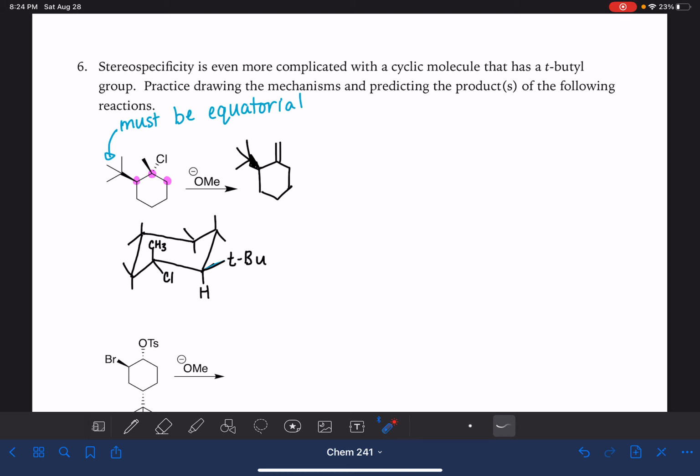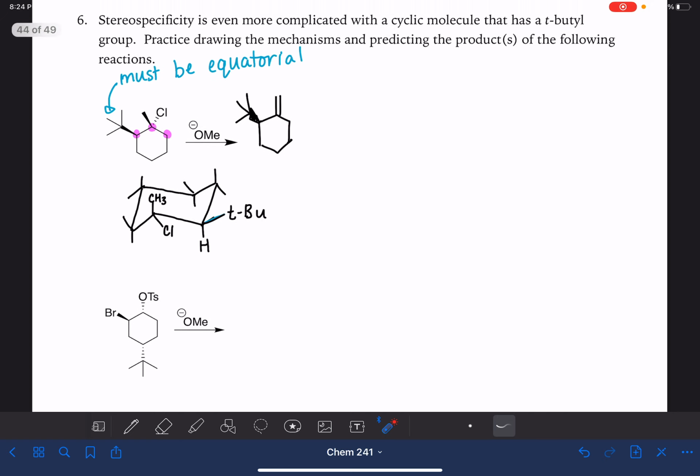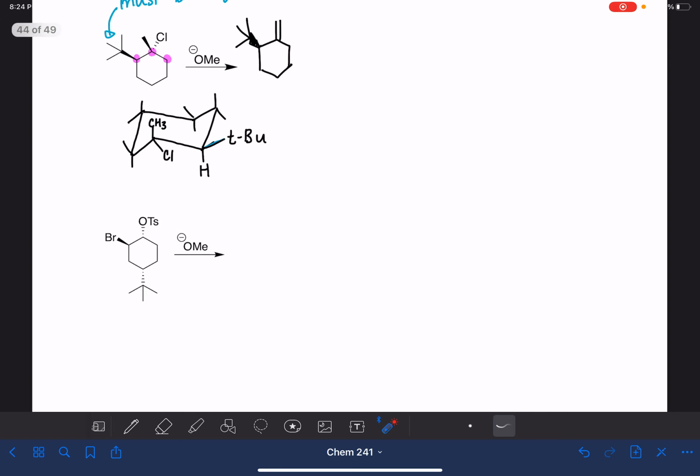For this molecule, the chlorine is never going to be on an axial bond. It's not allowed. It has to be on an equatorial bond, which means that it is impossible for us to get elimination in any direction. We cannot get elimination this way because the chlorine is equatorial. We can't get elimination this way because the chlorine is equatorial. Our only option is elimination outside of the ring in that particular position. So see, that wasn't too bad. We've got one more example.